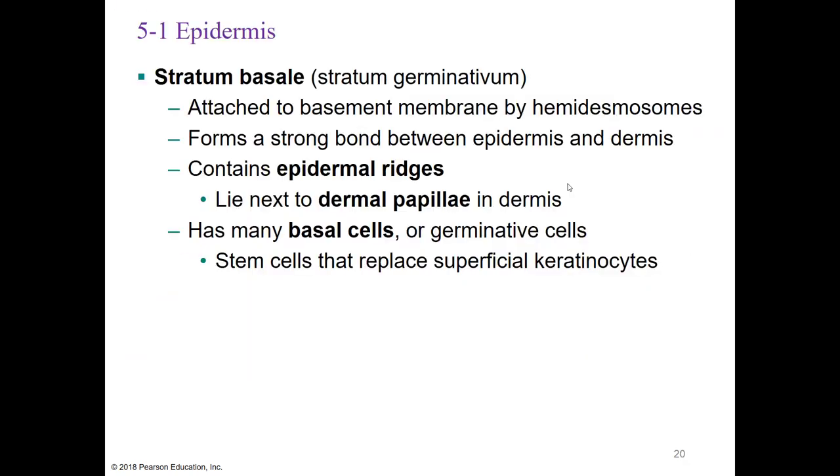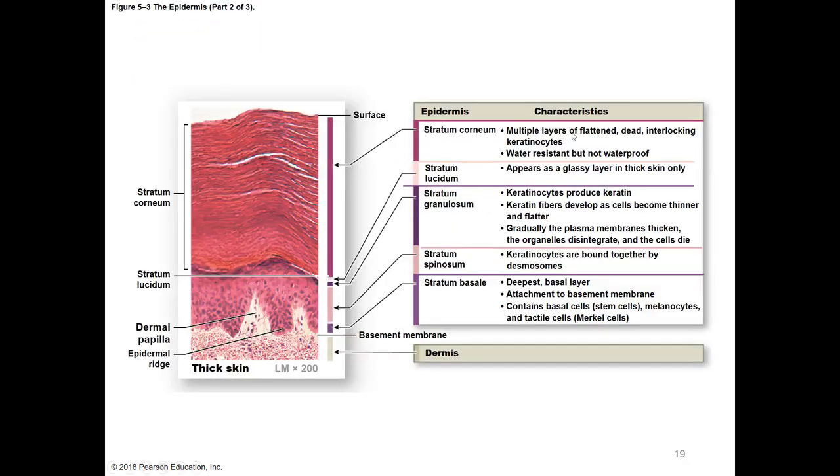Okay, so let's go back and look at the spinosum. Here is the spinosum, which would be on top of the basal. These are newly produced cells connected by desmosomes. Okay, so we're going to move up now to the granulosum. The granulosum is about right in here. Shows up a little darker.